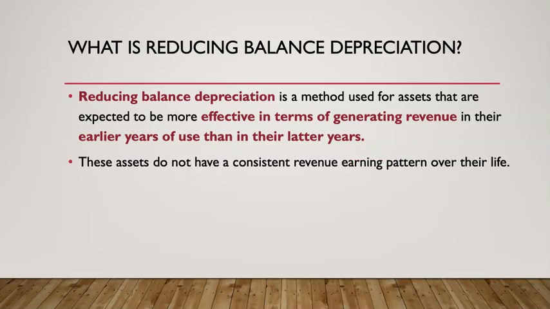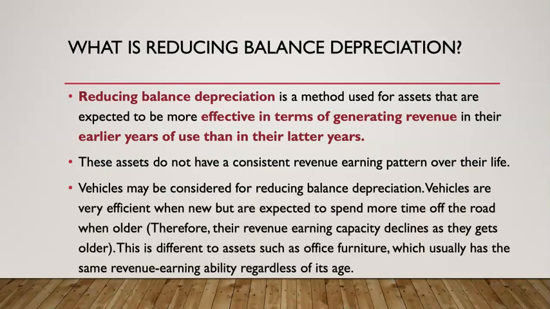These assets, because of this increased efficiency at the start and reduced efficiency at the end, do not have a consistent revenue earning pattern over their life. An example might be a vehicle, as we talked about. These are considered for reducing balance depreciation because vehicles are very efficient when new, but they are expected to spend more time off the road when older. Therefore, their revenue earning capacity declines as they get older.